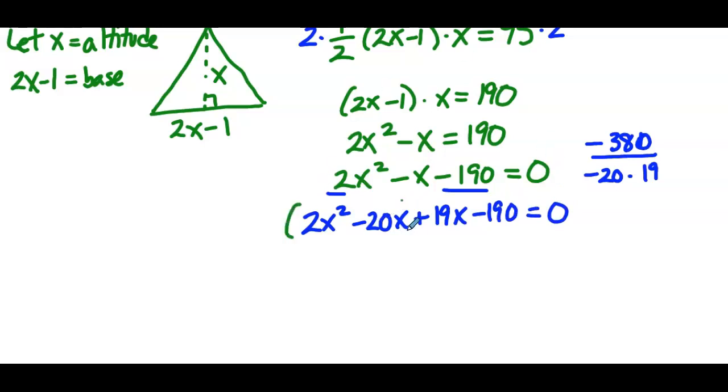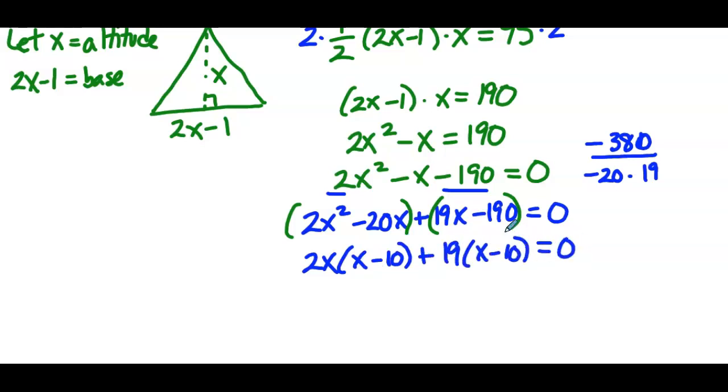So we'll group the first two terms together, second two terms together. GCF of 2x, we're left with x minus 10. GCF of 19, x minus 10 equals 0. We can factor out x minus 10. We're left with 2x plus 19.